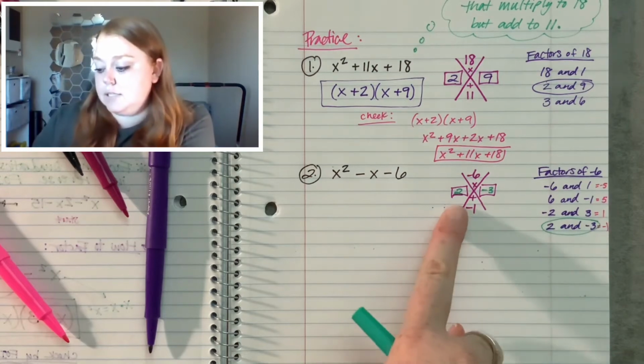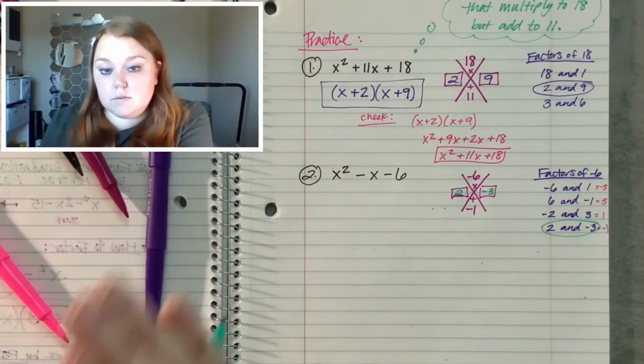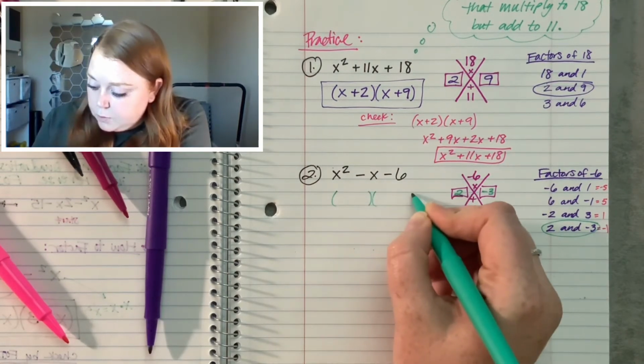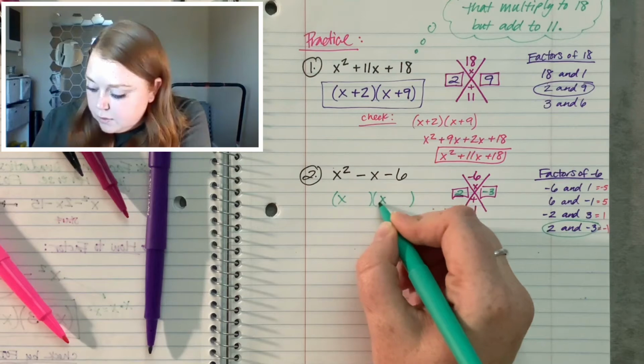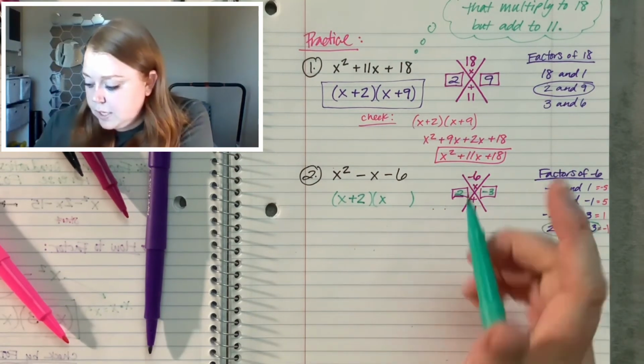Now, could you write it as negative 3 and positive 2? Yeah. The 2 needs to be positive and the 3 needs to be negative. So then we go to write our binomials over here. X goes out front. You fill in a positive 2, so plus 2, and a negative 3.